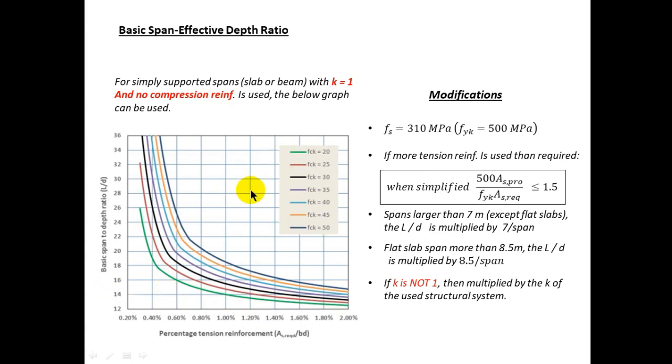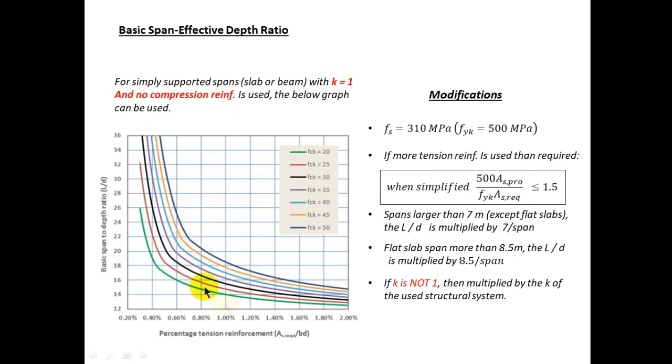But just bear in mind, you are talking about a simply supported beam. The K is 1 here, and it has no compression reinforcement. This works perfectly for slabs, but for beams, sometimes we don't really have singly reinforced sections. We cannot really refer to this graph. We'll be using the equation instead.